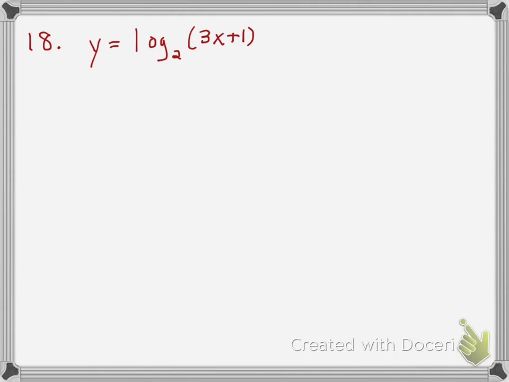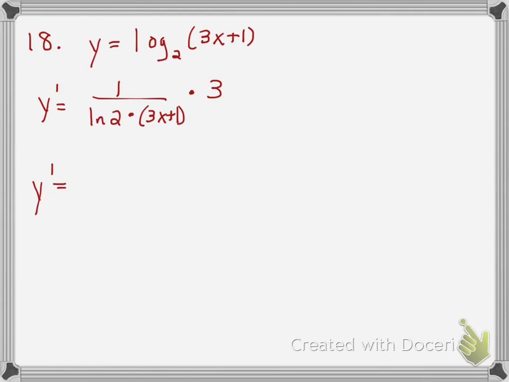All right, let's go through number 18. So y is equal to log base 2 of 3x plus 1. All right, this is going to be chain rule. We're going to start out by taking 1 over the natural log of my base, which is 2. Multiply it by your inside function, which is 3x plus 1. This is where chain rule comes in: multiply it by the derivative of 3x plus 1. You have two functions. You got the log function and you got the 3x plus 1. The derivative of 3x plus 1 is just 3.